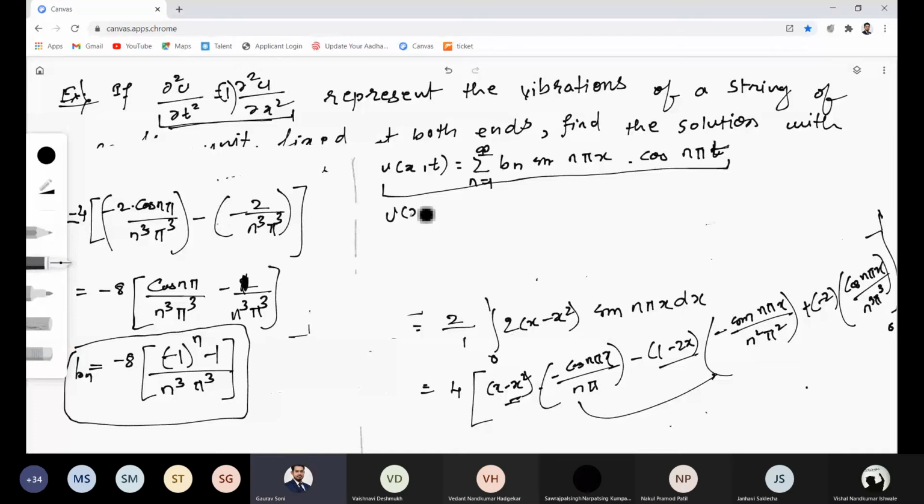U of x comma t is equal to summation n running from 1 to infinity, 8 in bracket minus of minus 1 raised to n upon n cube pi cube, cos n pi x cos n pi t.